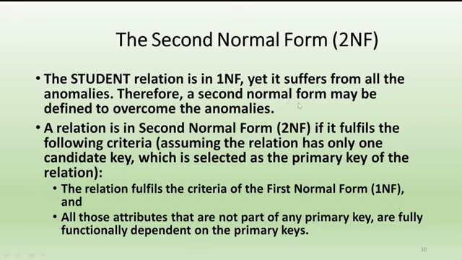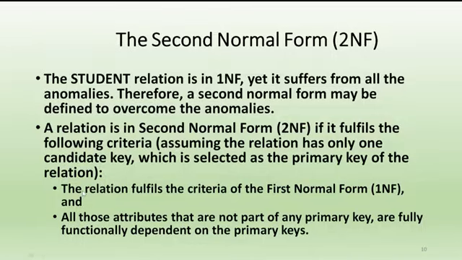Therefore, a second normal form may be defined to overcome the anomalies. A relation is said to be in second normal form, 2NF we call it, if it fulfills the following criteria, assuming that the relation has only one candidate key. This is what we are assuming, which is selected as the primary key of the relation. So we have seen in the dependency diagram the key attributes, right? So let us try to once again look into the definition.